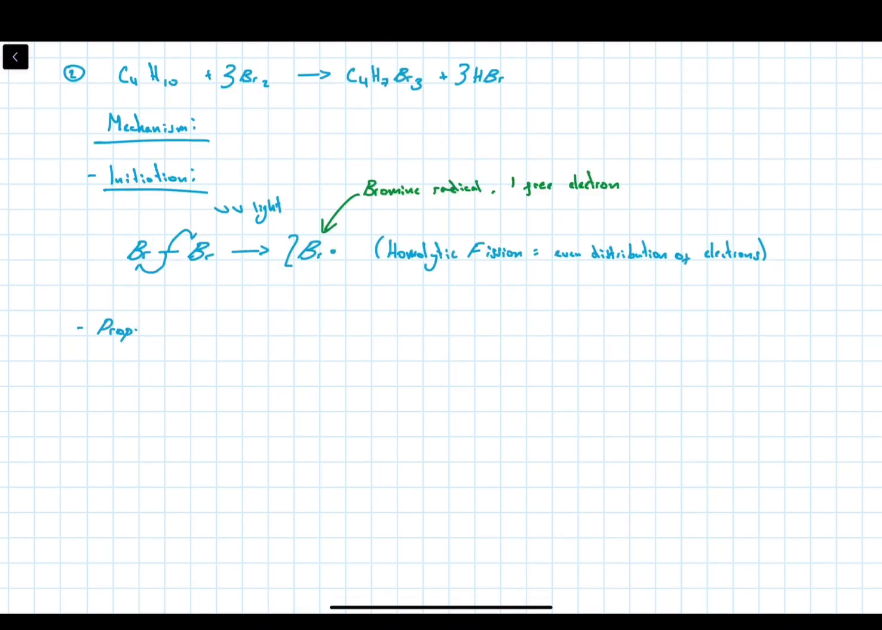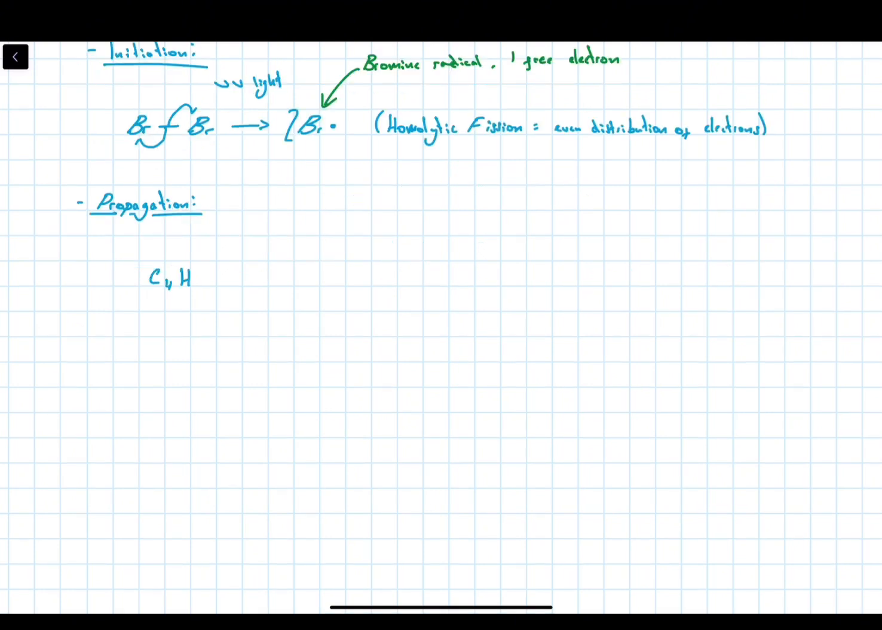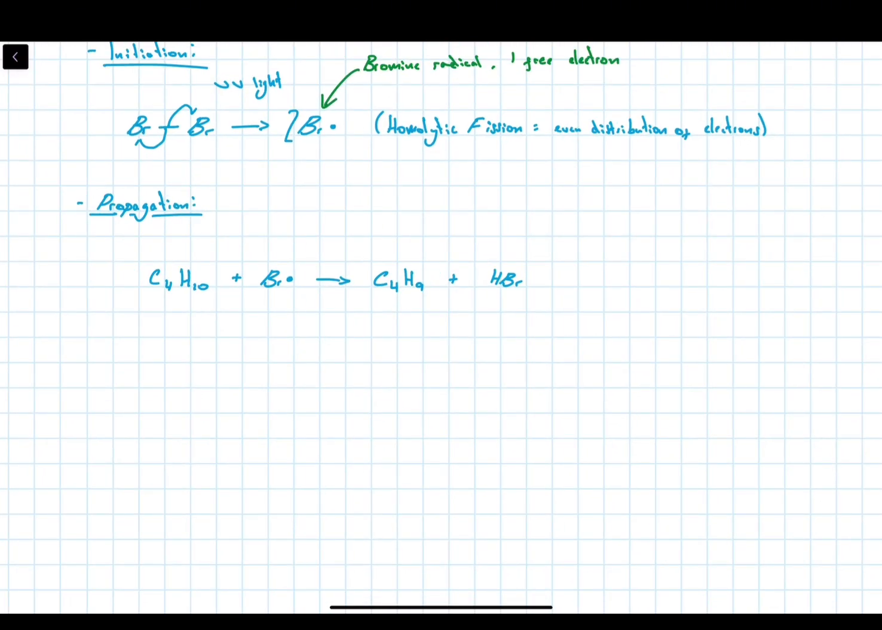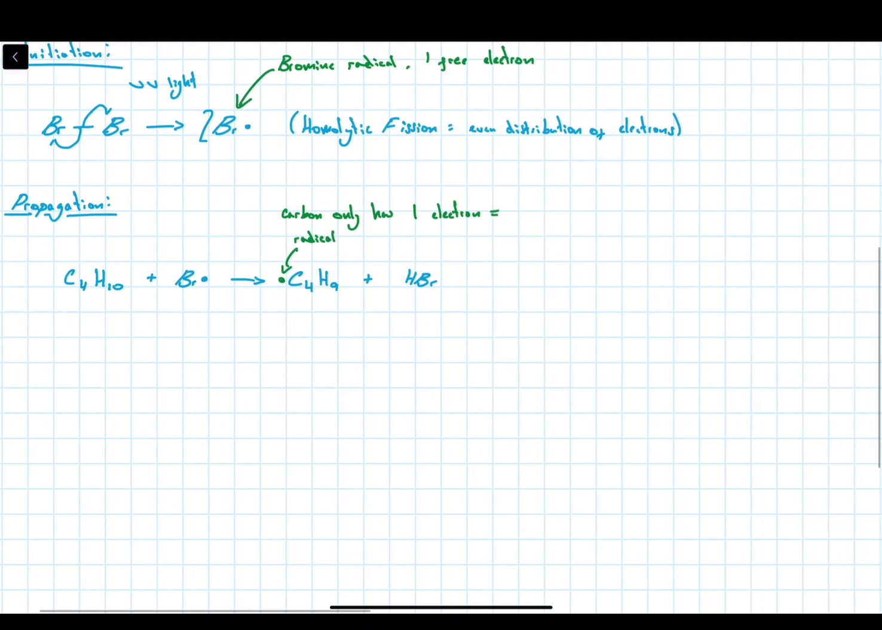Now the second step in the mechanism is propagation, which has 2 equations, which we have to remember. So we'll start with butane like before, and from initiation we have the bromine radicals, and the bromine radical attacks the butane, and it takes away one of the hydrogen atoms, forming hydrobromic acid. And the carbon now only has 1 free electron, I missed that out, sorry, which makes it a radical, so we need to put a radical dot there.